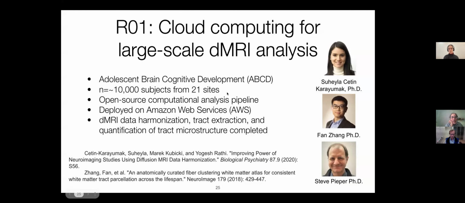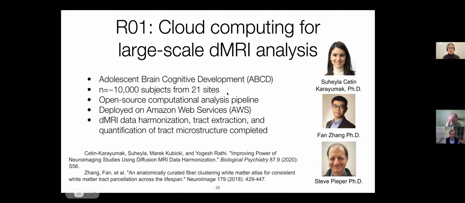So I'll get back to our current results from this R01 project. We're doing cloud computing for large-scale analysis of the ABCD, the Adolescent Brain Cognitive Development data set. This has almost 10,000 subjects from 21 different sites. Our computational analysis pipeline is fully open source. So if anyone is interested in using it on their data, please reach out to us. We're happy to provide more information, or it's open source and online. You could use it without telling us if you wanted to, but of course we'd be happy to know.